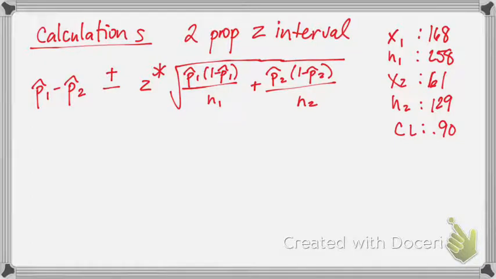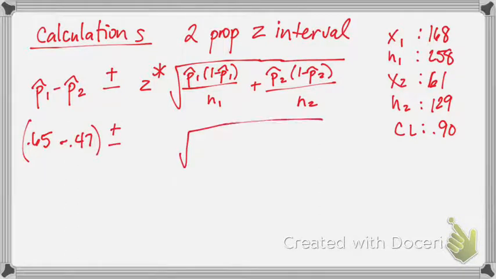Then you'll notice that it gives you the p hat 1 and the p hat 2. So I went ahead and did that first. So p hat 1 is 0.65 minus 0.47. Nope, that's not right. Sorry. I'm looking at the interval. 0.65 minus 0.47, plus or minus. You still have to do the formula by itself, formula plugged in. The Z-score is inverse norm still, right? Mm-hmm.